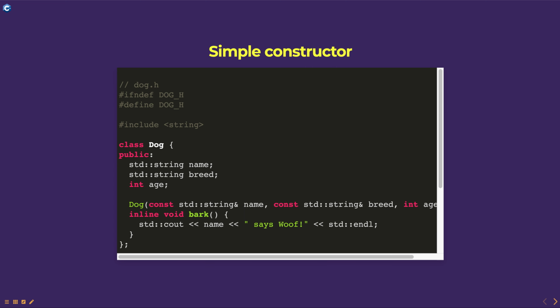It is worth noting that if you don't explicitly define a constructor for a class, C++ will automatically generate a default constructor for you. However, the default constructor will not initialize the object's data members. So it is often necessary to define your own constructor to initialize the object's state.